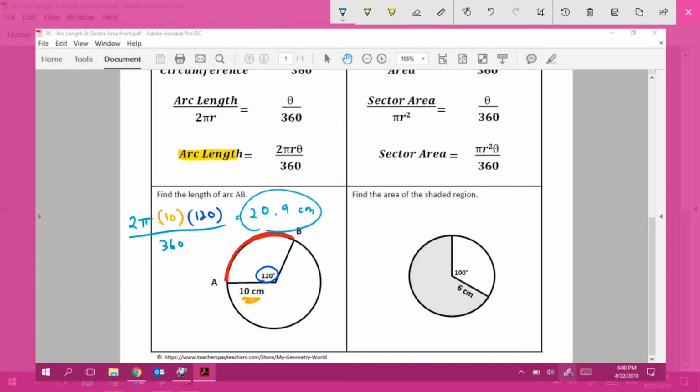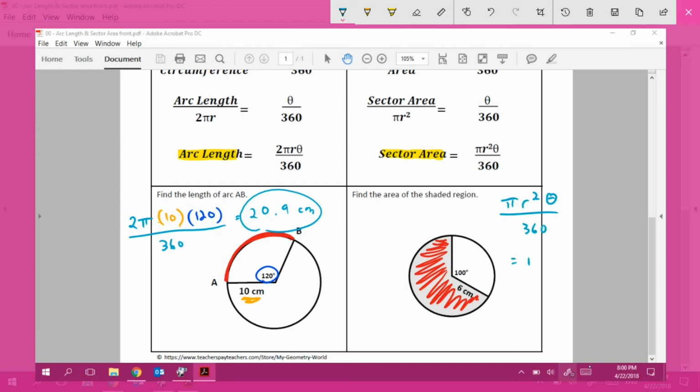All right, now check the next one out. This one says find the area of the shaded region. So don't be fooled. They want all of this. Now, let's take a look at the formula for sector area, which is right here. Sector area equals pi r squared theta over 360. So now let's see how we're going to find all our values here.